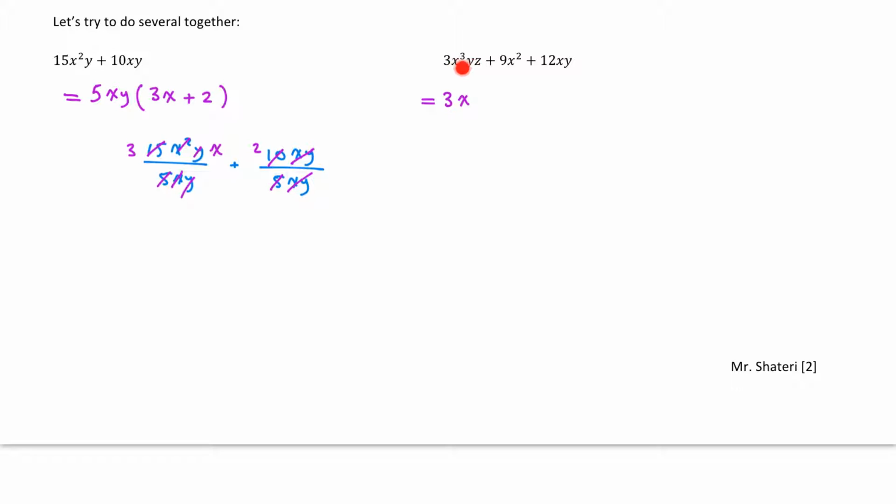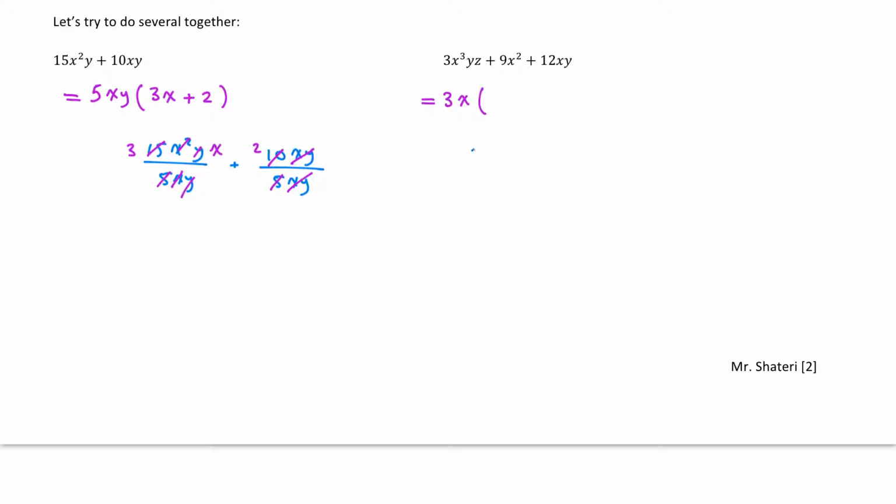I have y in this term. I don't have a y in this term, and I do have y in this term. But because I don't have it in here, it can't be a common factor anymore because it's not common between all three terms. So I can't write a y here, and I don't have a z here or here. So really, I can't put the z here either. So therefore, my greatest common factor is 3x. And to find each term, I will first divide 3x cubed yz by 3x, and then 9x squared by 3x, and then 12xy by 3x.